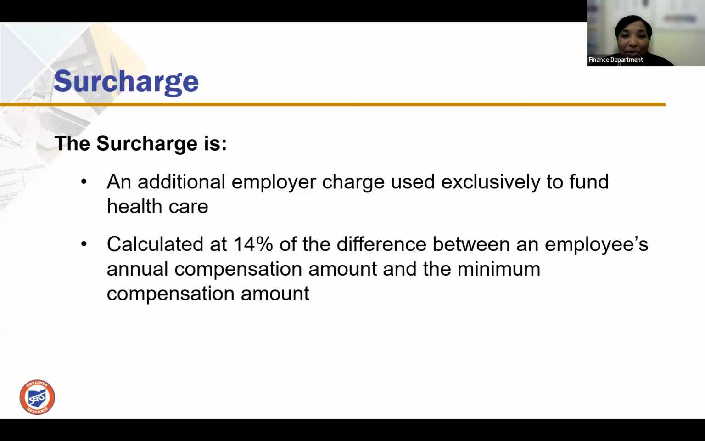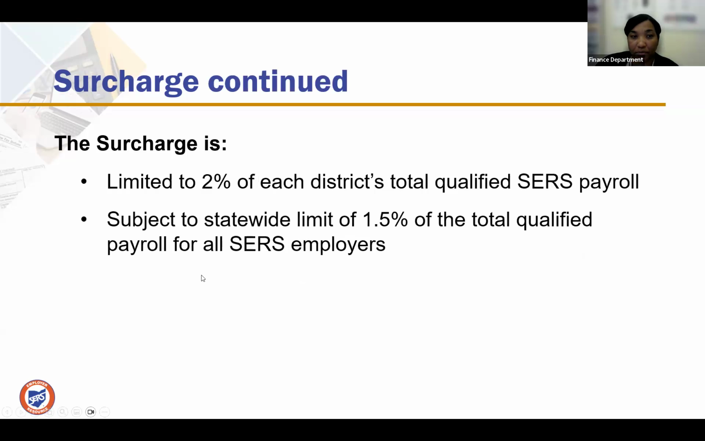The surcharge is an additional employer charge used exclusively to fund the healthcare. It's calculated at 14% of the difference between the employee's annual compensation amount and a minimum compensation amount. So this year, the minimum compensation has changed for the 2024 fiscal year. It is $30,000. I believe the previous year it was at 25, but this year the calculation is based on 30,000. Surcharge is limited to 2% of each district's total qualified eSERS payroll, and then is subject to statewide limit of 1.5% of the total qualified payroll for all eSERS employers.